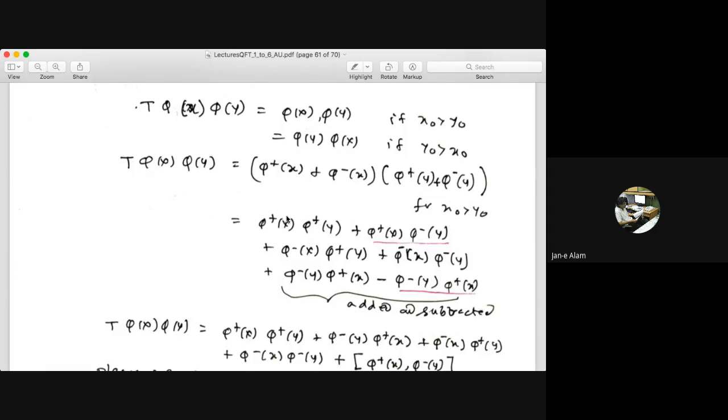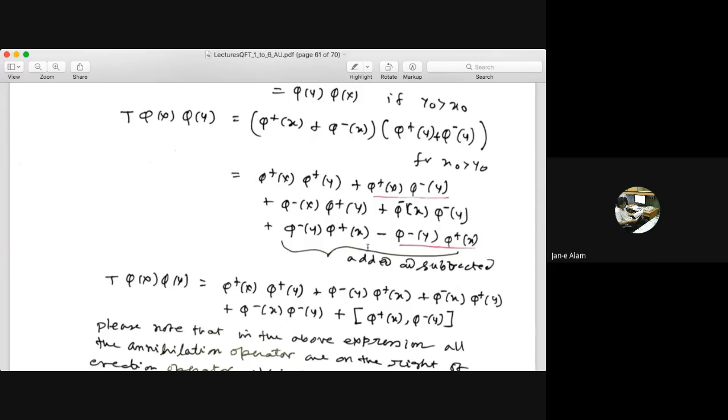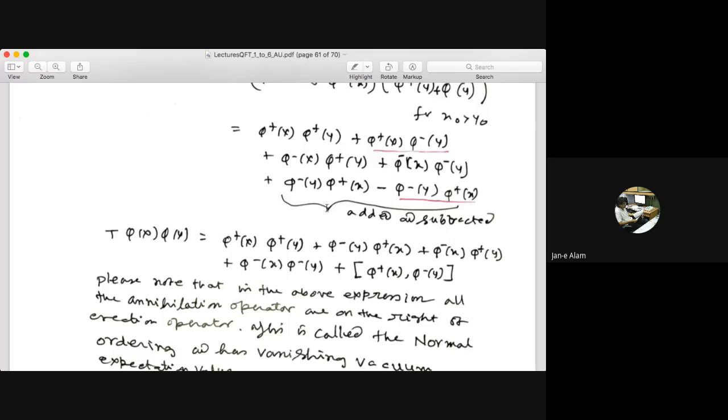If you do the multiplication, you get these 4 terms, which are written in these 2 lines. In the next line, I add a term and then subtract the same term, so I have just added a 0. I have done that because these 2 underlined terms I can write combinedly as a commutator of phi plus x and phi minus x. Now the all other terms are phi plus x phi plus y, phi minus phi plus, phi minus phi plus, and phi minus phi minus.